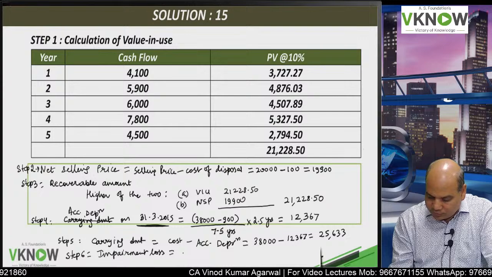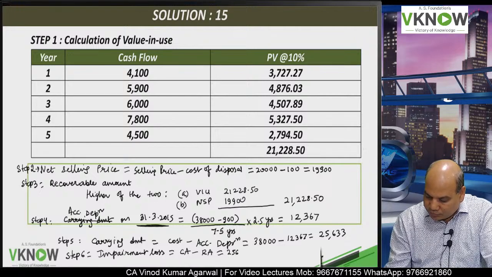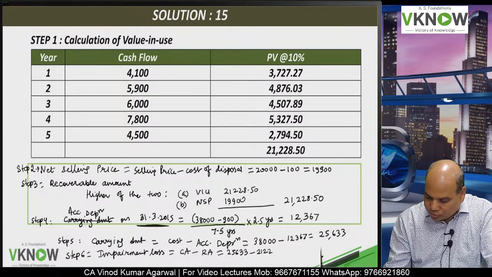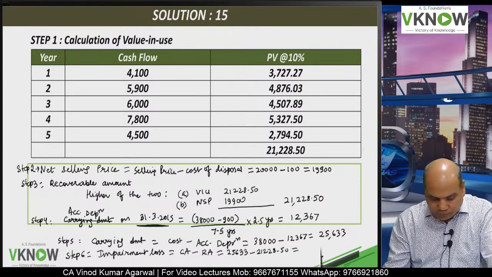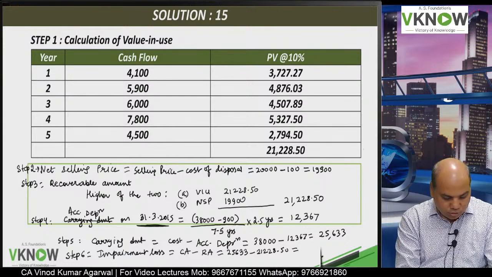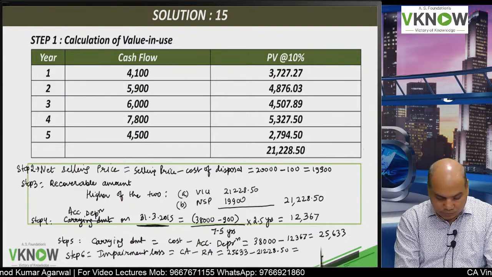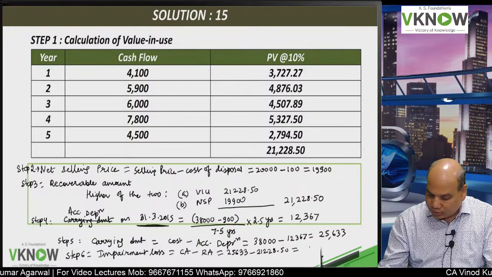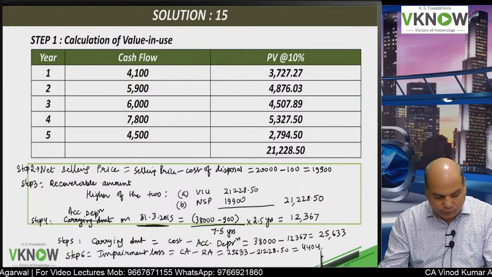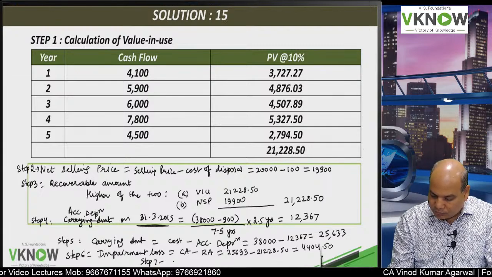Impairment loss will be carrying amount minus recoverable amount. Carrying amount is 25633. Recoverable amount is 21228.50. So the answer is 25633 minus 21228.50. So that impairment loss comes to 4404.50.